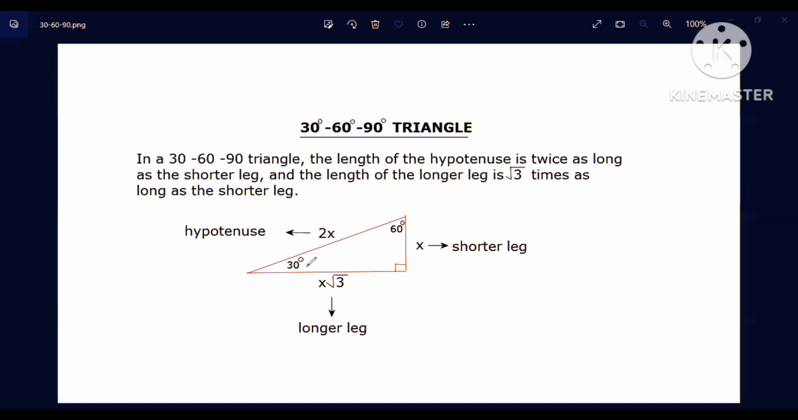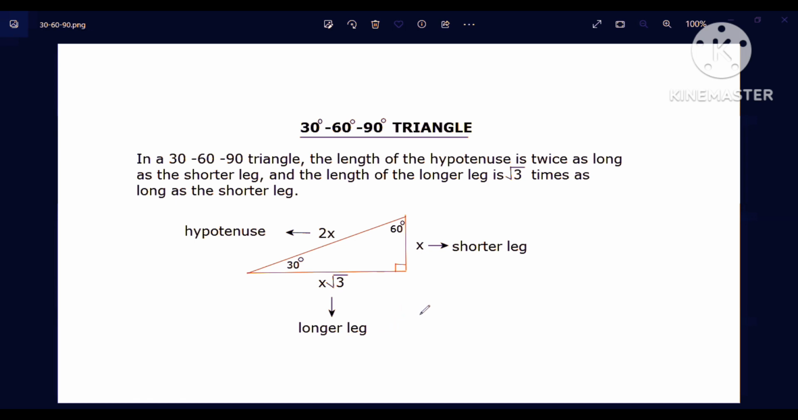Siyempre, mas maliit ang angle, mas shorter yung side opposite niya, no? Mas malaki ang angle, mas mahaba yung kanyang opposite side. Okay? Now, if x is the length of the shorter leg, then according to the theorem, the hypotenuse should be 2x kasi nga twice, no? And the length of the side opposite the 60-degree angle, which is the longer leg, is x times square root of 3. So, i-multiply lang natin by square root of 3 whatever is the length of the shorter leg. So, gano'n lang siya, no? Now, kung medyo nalilito, I'll give you example later.